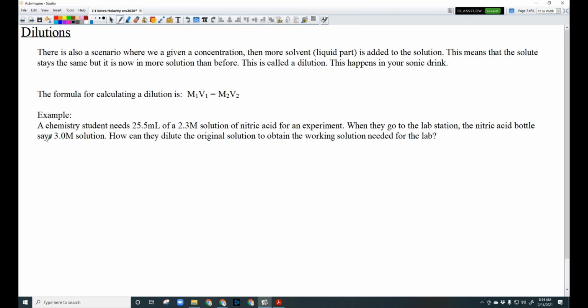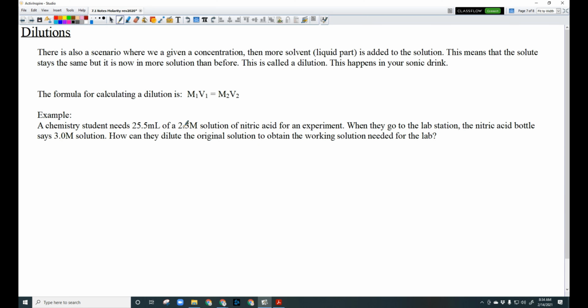So let's say an example problem that you might see says that a chemistry student needs 25.5 milliliters of a 2.3 molar solution of nitric acid for an experiment. When they got to the lab, the nitric acid bottle says 3.0 molar solution on it. How can that student dilute the original solution to obtain the working solution that's needed for the lab? The original solution is 3.0, and the working solution for the lab needs to be 2.3, so it needs to be a lower concentration.